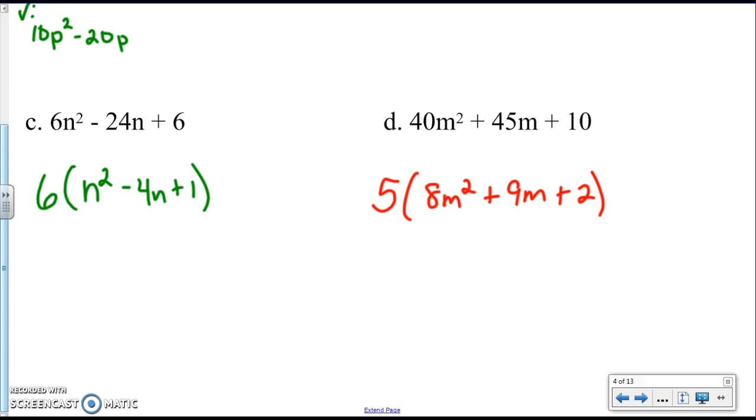So that is factoring out a GCF. Next, in the next video, we will talk about how to factor using the difference of two squares.